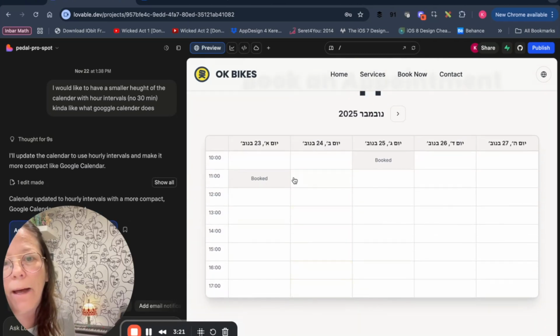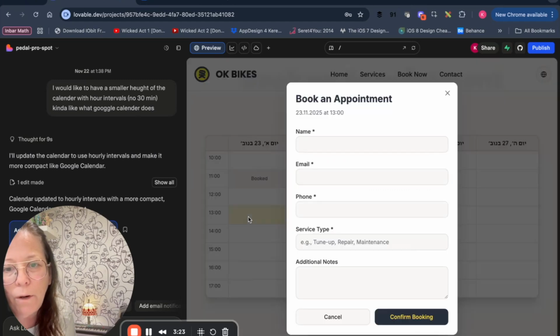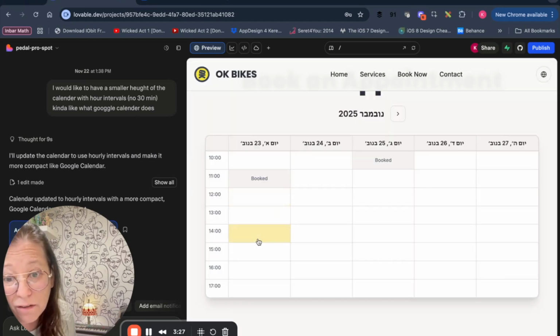Okay, this is much, much better. What if I will do, but I cannot choose 2:30, or 30 minutes past 2, so that's a gap. So let's tell him that when I'm hovering on each cell, I could see the half of a cell. Okay, let's see if that will work.